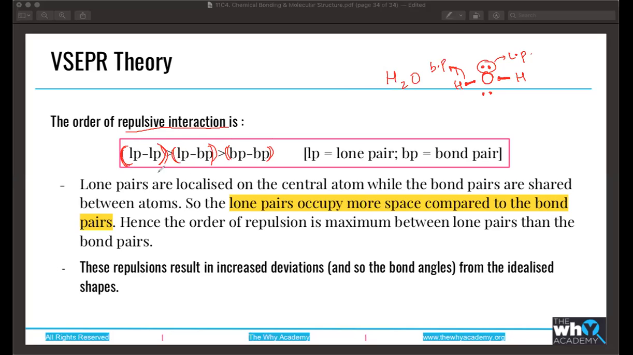Lone pairs are localized on the central atom while the bond pairs are shared between atoms. That is why the lone pairs occupy more space compared to the bond pairs, because bond pairs are shared between two atoms, so they occupy less space. So the repulsive interaction is also going to be less between bond pairs as compared to lone pairs. Hence, the order of repulsion is maximum between lone pairs, then the bond pairs. And this repulsion results in increased deviations in the bond angles from the idealized shapes.